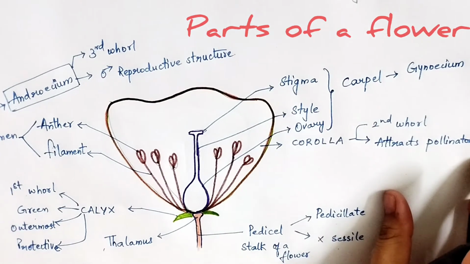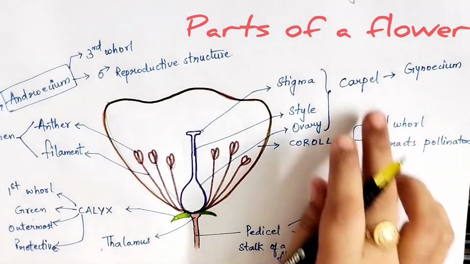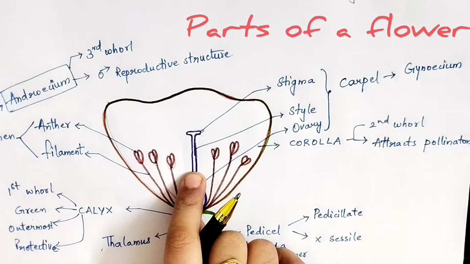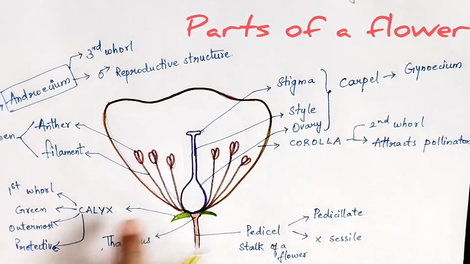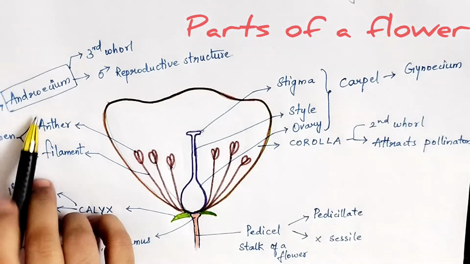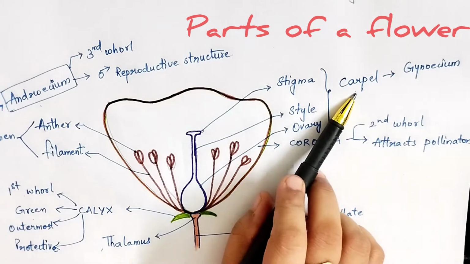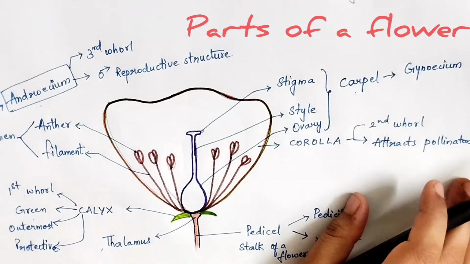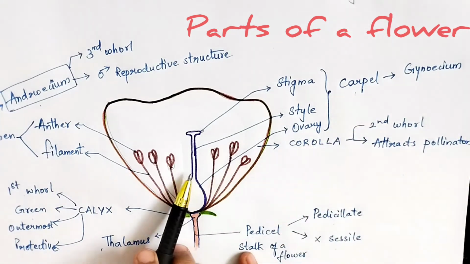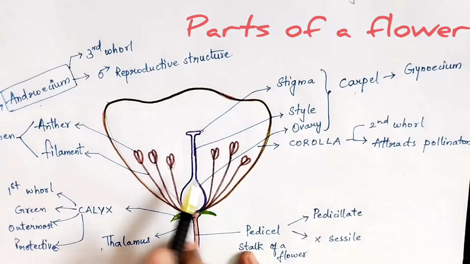The gynoecium is the fourth whorl. Now we have finished: the first whorl is the calyx, the second is the corolla, the third is the androecium, and the fourth one is the gynoecium. This is the fourth whorl, which represents the female reproductive part of a flower.